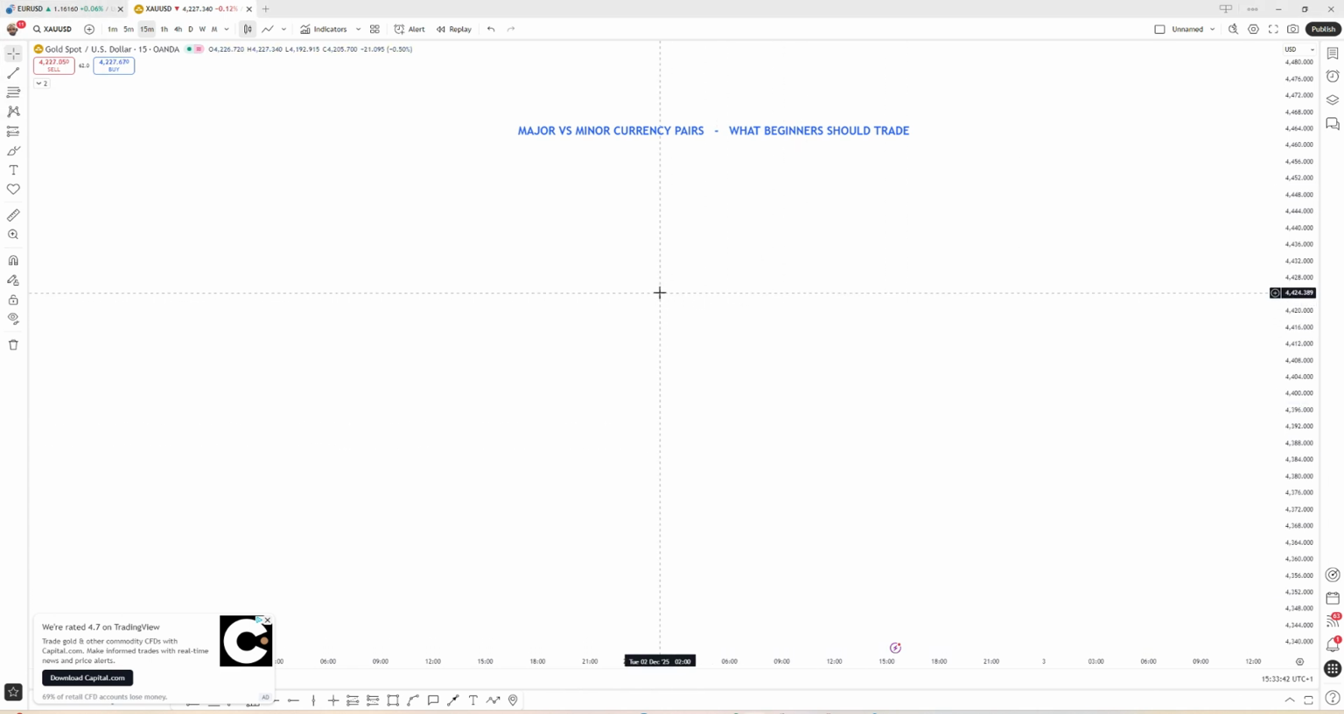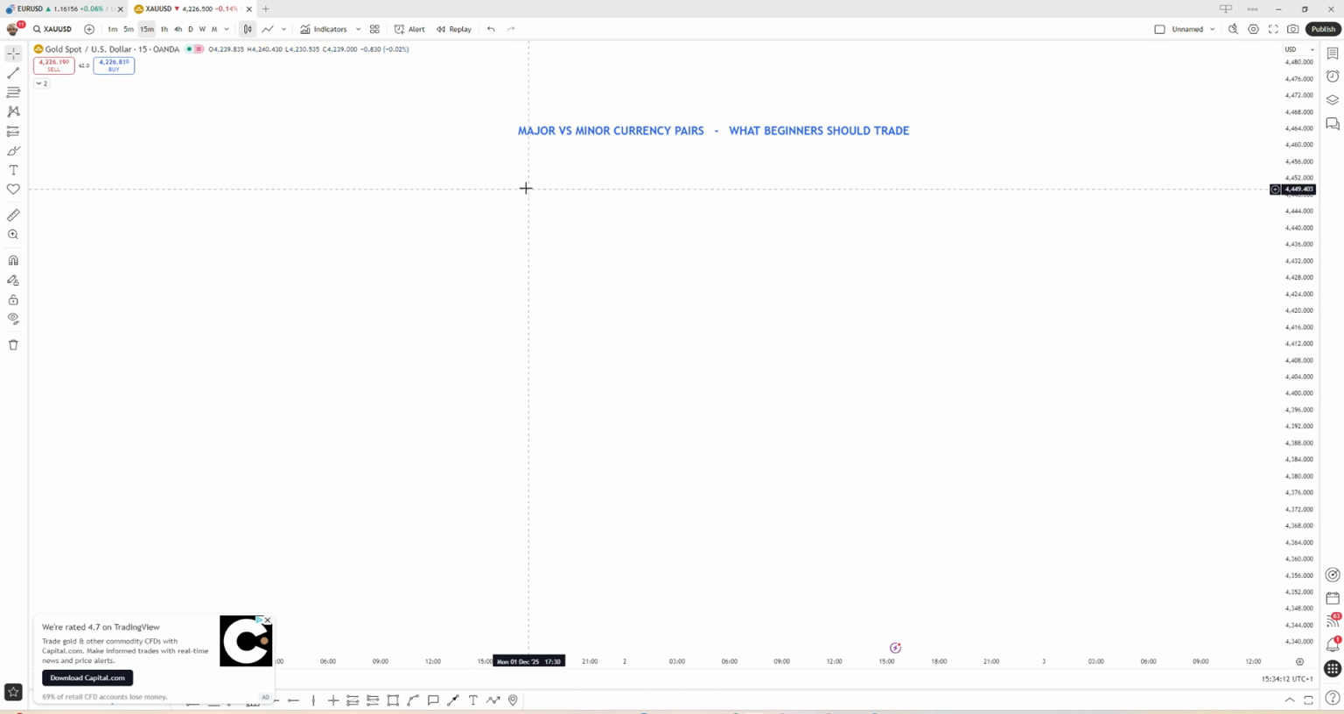So guys, first things first, what are major currency pairs? Major currency pairs are the superstar pairs of the forex world. They all include the United States dollar and they are the most traded pairs globally.